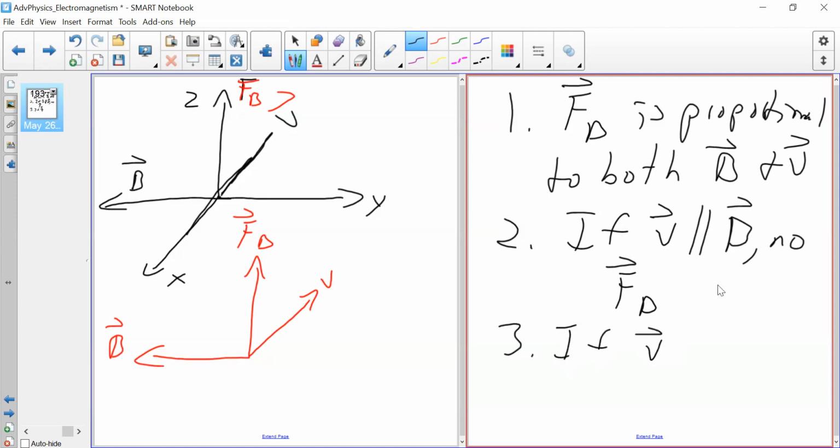If the velocity is at some angle other than 0, we will get a magnetic force. So it can't be parallel, because this would be 0 degrees, and even 180. It can't be parallel or anti-parallel. They can't be in the same axis. So if the velocity is at some angle other than 0, or even 180 for that matter, because sine of 180 is 0, there is a magnetic force.